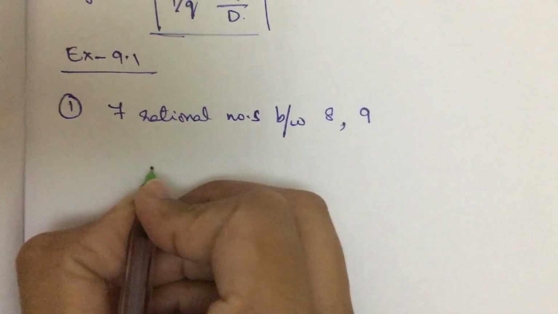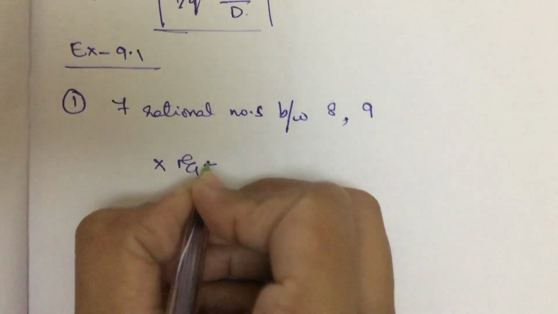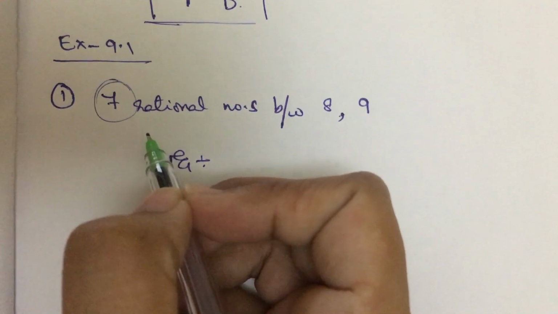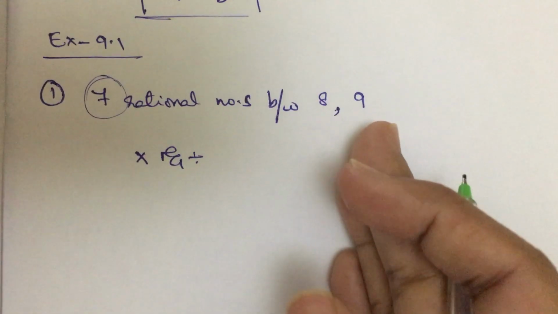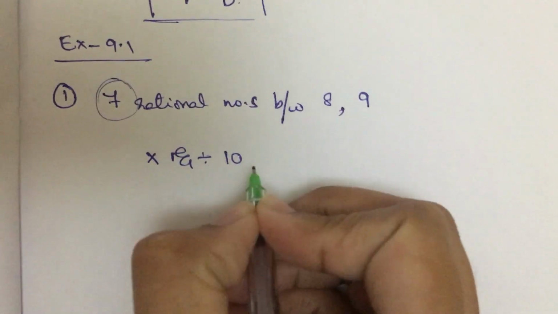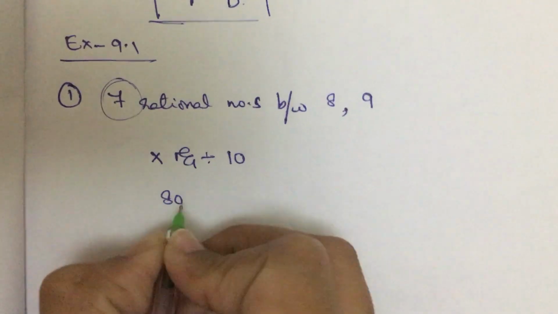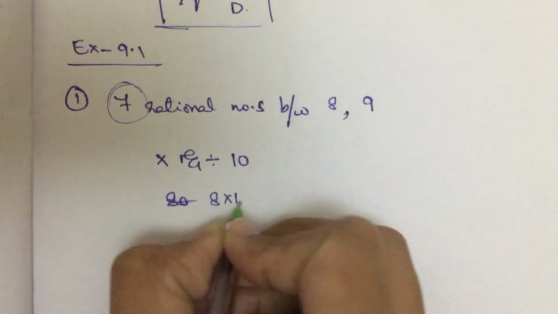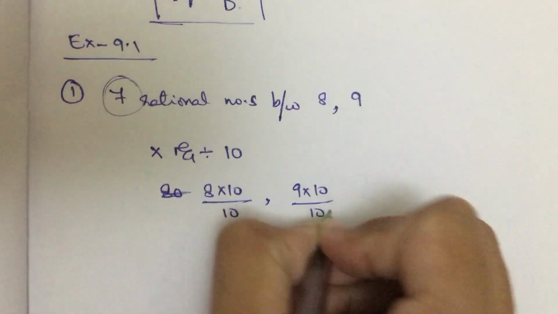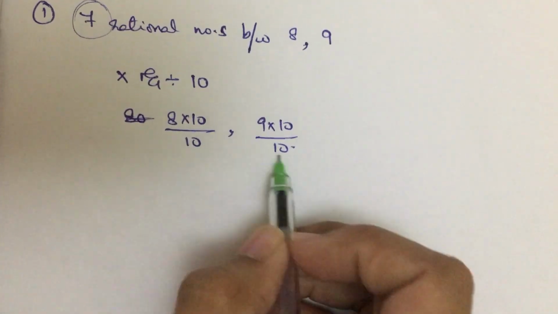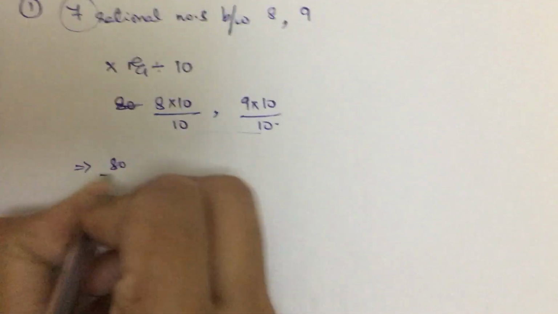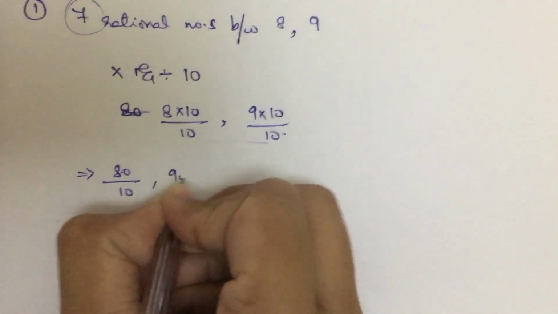For this I need to multiply and divide 8 and 9 by a number which is greater than however many numbers have been asked of me. If someone is asking me to write 5 numbers, then I'll go 5 more than 5. So for 7, I'll multiply and divide by 10. So it becomes 8 into 10 divided by 10, 9 into 10 divided by 10. What we are trying to do is have the denominator the same, so that it becomes 80 upon 10 and 90 upon 10.